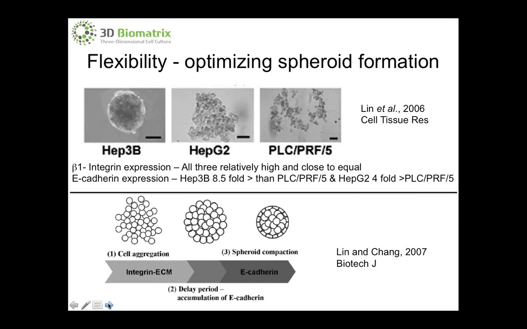And what the authors discovered is that beta-1 integrin expression was relatively high and close to equal, but that E-cadherin expression changed between those cell types. And I don't want to go into too much detail about their experiments, but it's an excellent paper. And that paper allowed those authors to create the bottom cartoon, which illustrates the model the authors developed based on this data. And that cells first aggregate based on integrin and ECM interactions, and then there's a delay period as they accumulate E-cadherin, and that causes the eventual spheroid compaction. And that's another really excellent paper that helps you understand the theories behind spheroid formation.